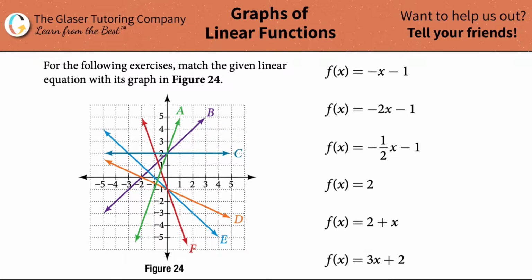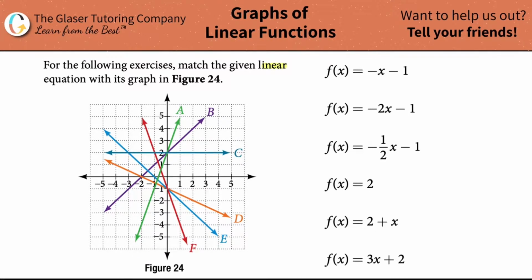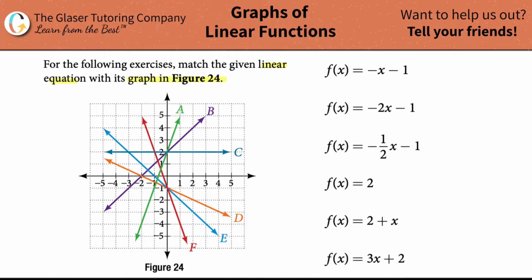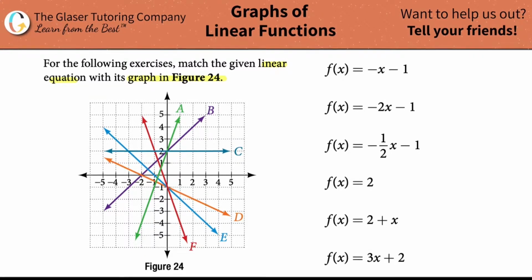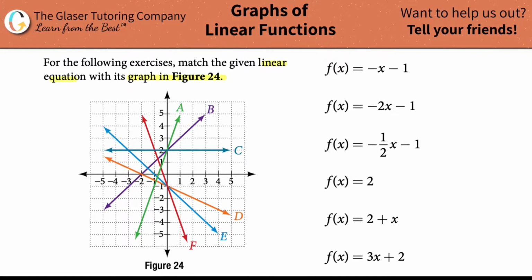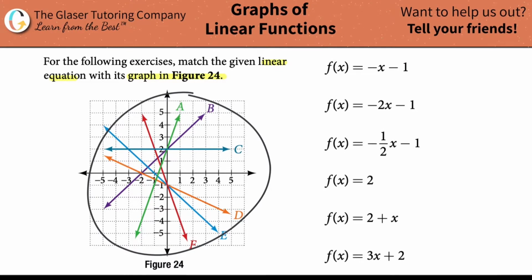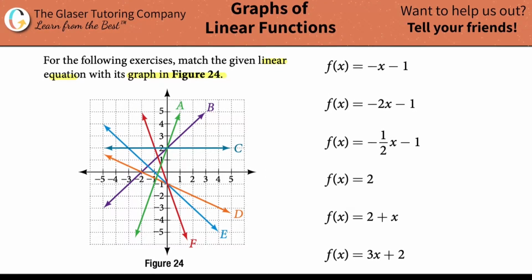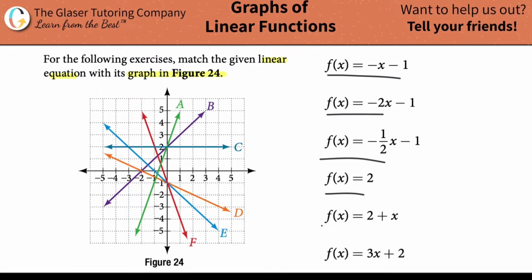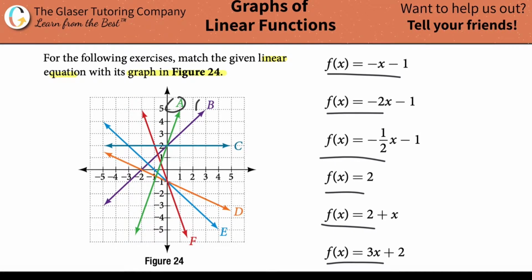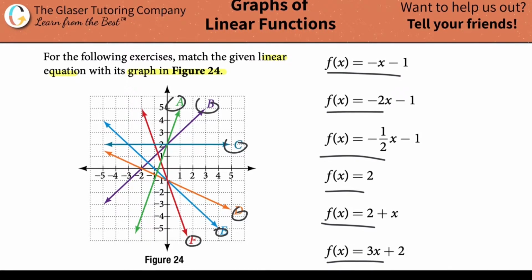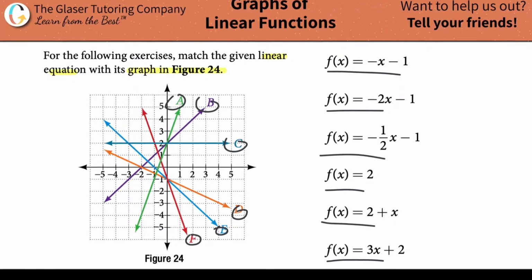For the following exercises, match the given linear equation with its graph in this particular figure 24. So we got a whole bunch of lines, A all the way through F it looks like. And what we got to do is take these 6 equations and try to match them up to which one of the 6 letters that particular equation correlates with.